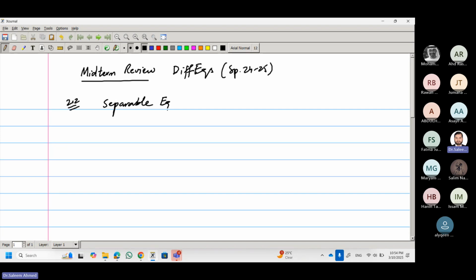In separable equations, this is the easiest of them all. So what are these? Here dy by dx will be written as a function of x multiplied by a function of y, or maybe a function of x divided by a function of y, or g(x) in the denominator. So basically x and y are separated, either multiplication or division. Why do we call them separable? Because I can separate the variables. So the first step here is this.